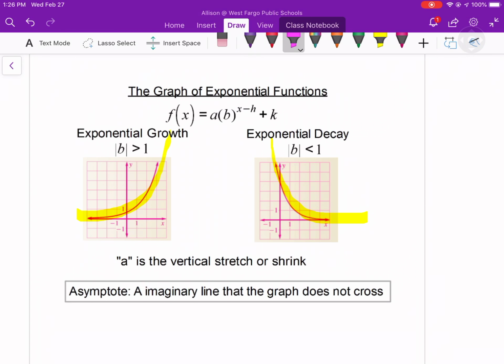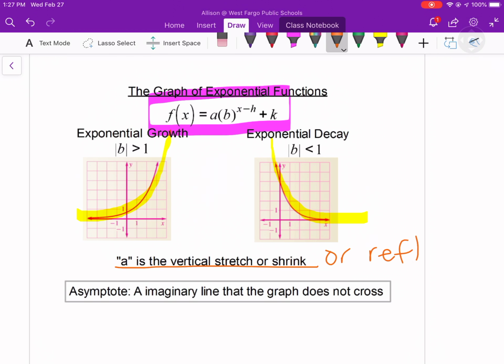This is the equation for a general exponential function. The A tells us if it's a vertical shrink or stretch to the function. Basically, that controls whether or not it is rising or dropping faster or slower. So the A value is responsible for that. It also is a reflection over the x-axis when it's negative.